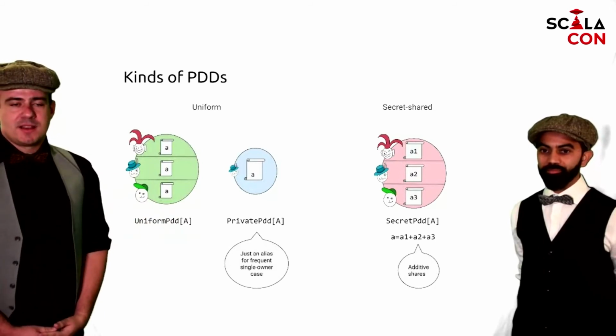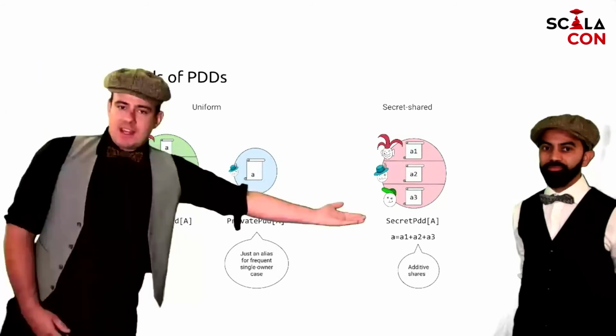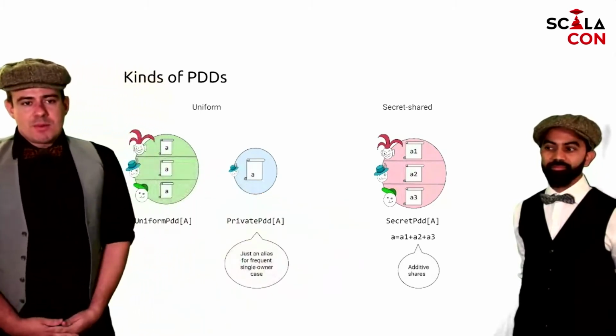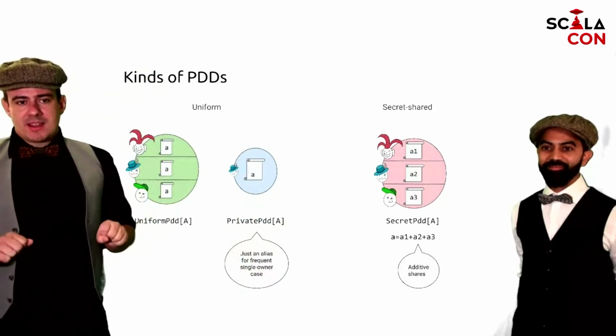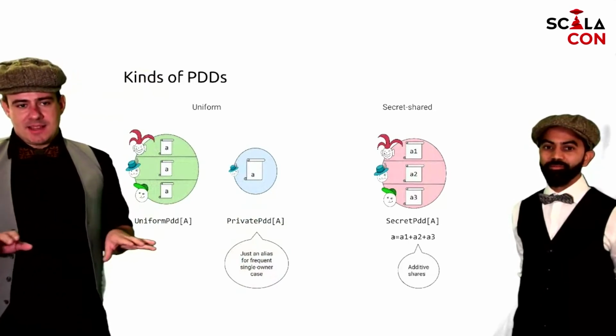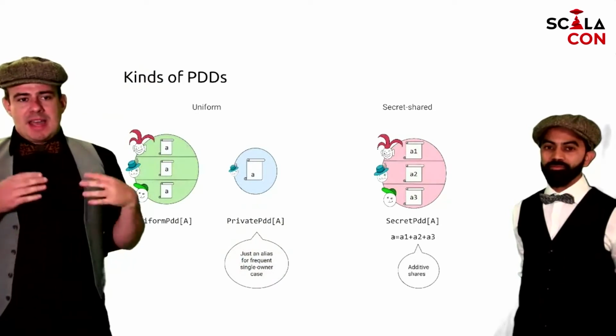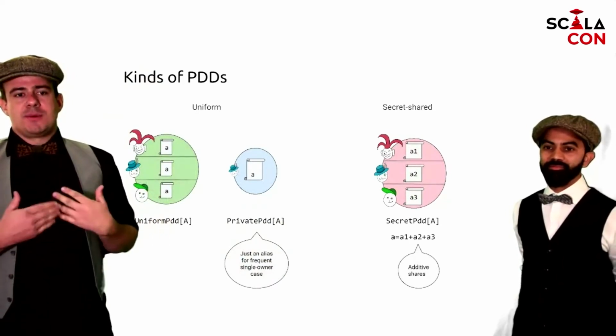Then on the other side, we have the so-called secret shared PDDs in red. This represents data where the partitions are now different. They are numeric, and they seem random, but adding them all up will give you some well-known value.